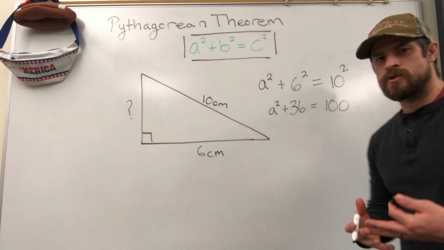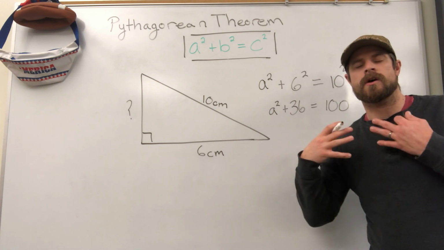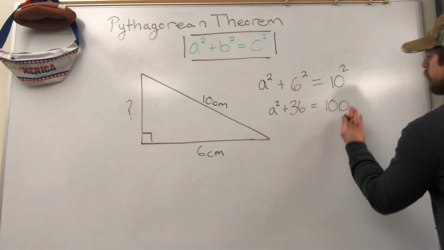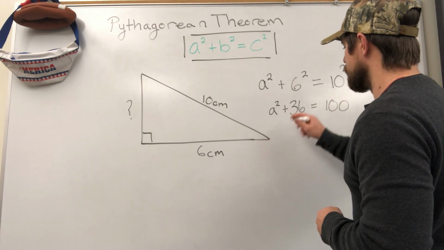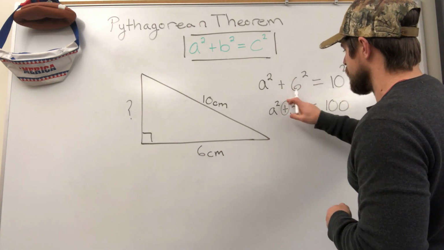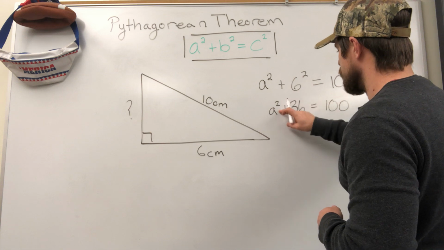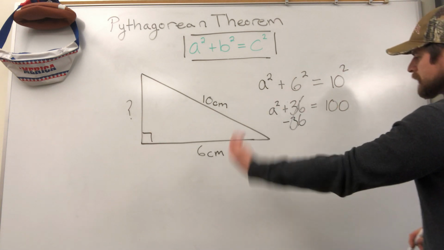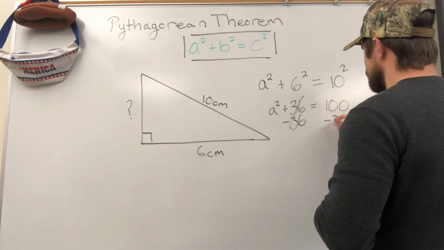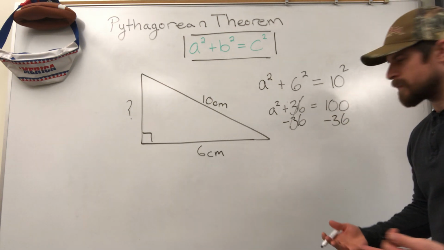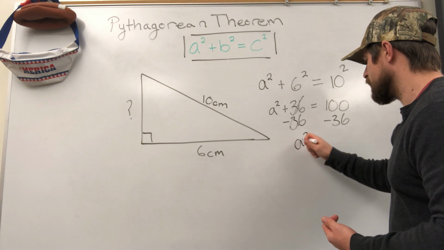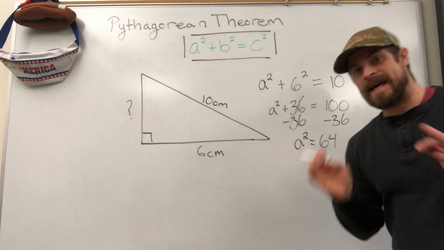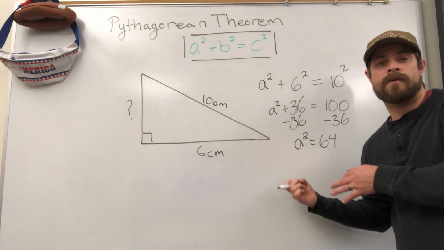This is where we're going to use inverse operations, which you use constantly in an algebra class. We need to move this 36 over to the other side. So I'm going to say inverse operation, opposite of adding is subtracting. So if I want to get rid of it, I need to subtract 36. I'm going to subtract 36 from the left side, meaning I need to do it from the right side as well. Now what I'm left with is A squared equals 64.